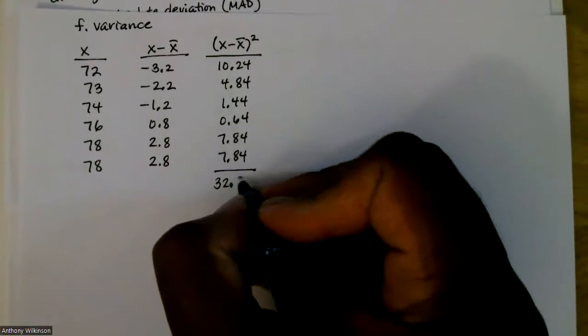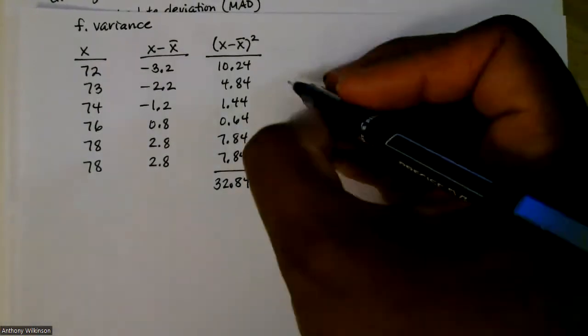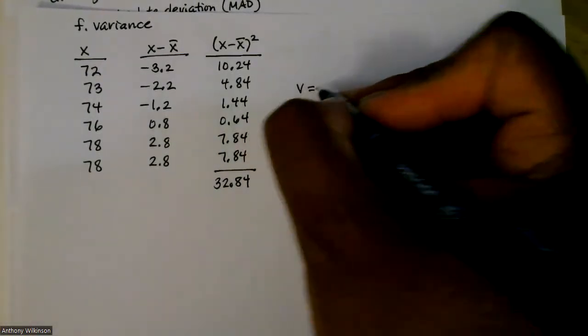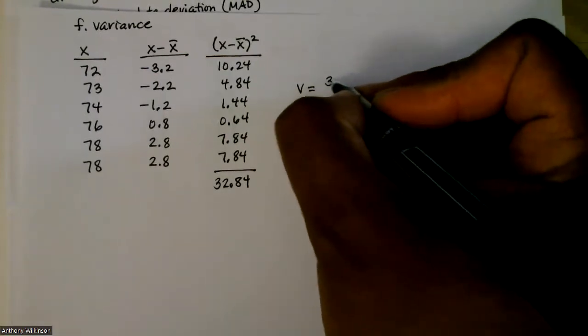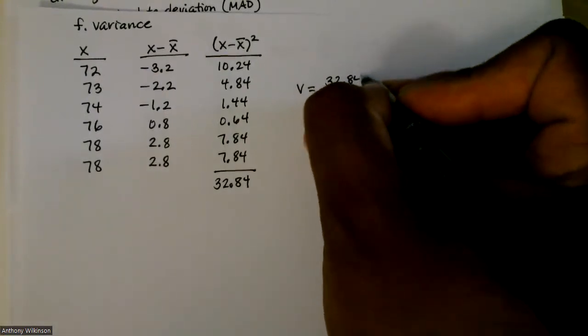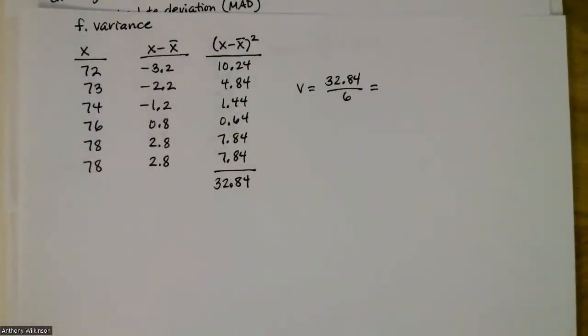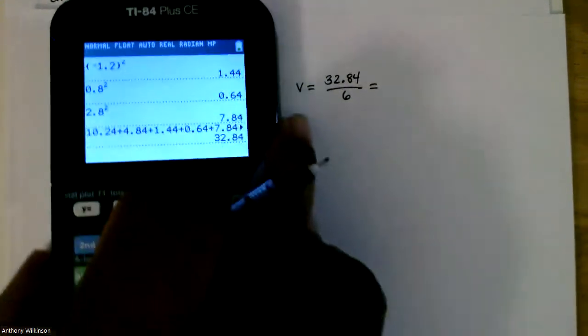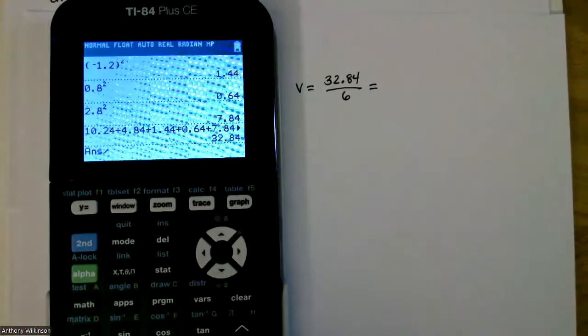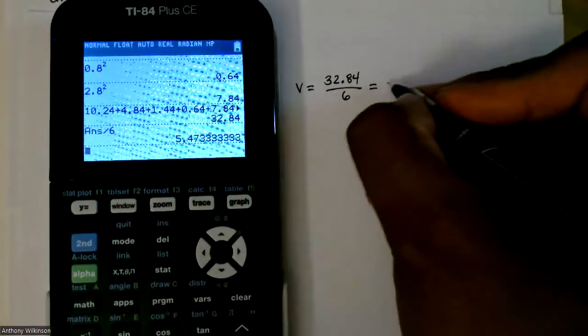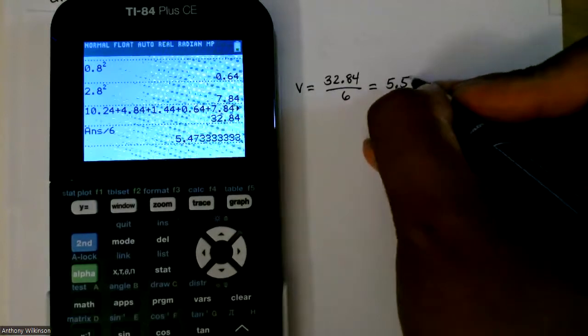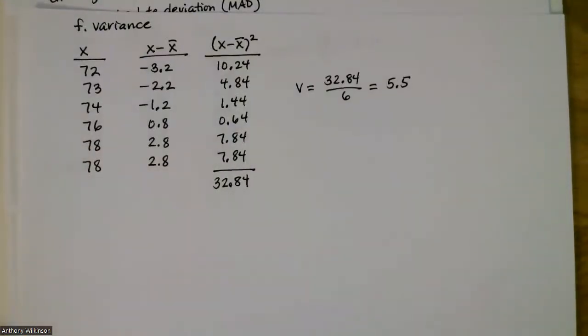So the sum of these numbers is 32.84. And then to find the variance, we take that 32.84 divided by 6. So 32.84 divided by 6, approximately 5.5 if we round to 1 decimal place.